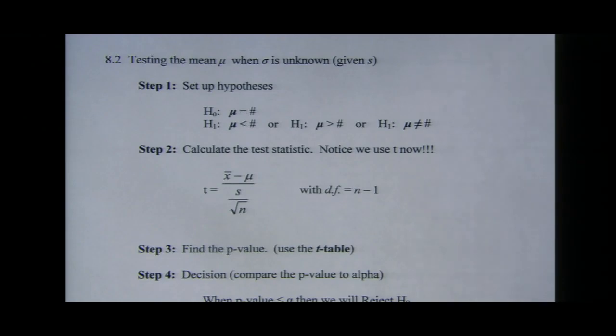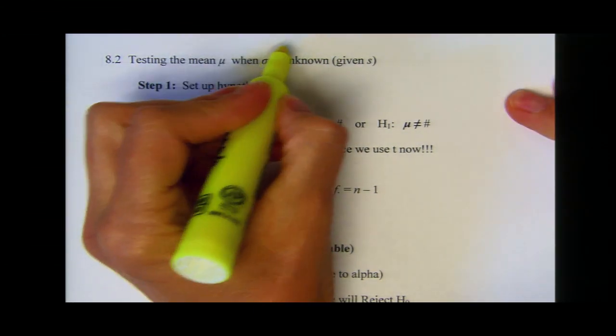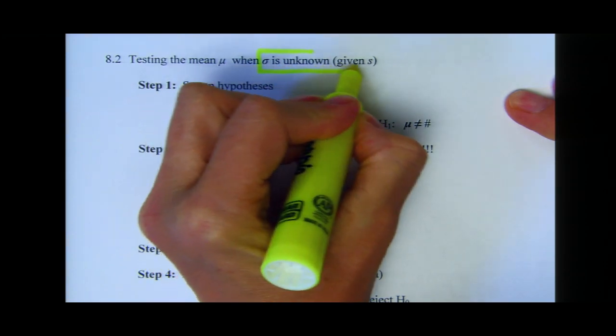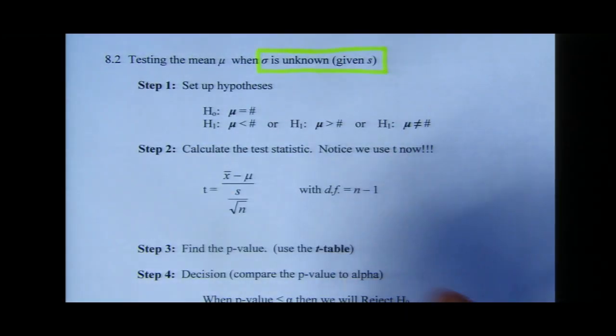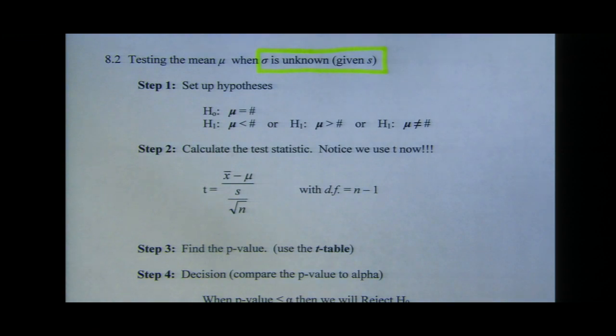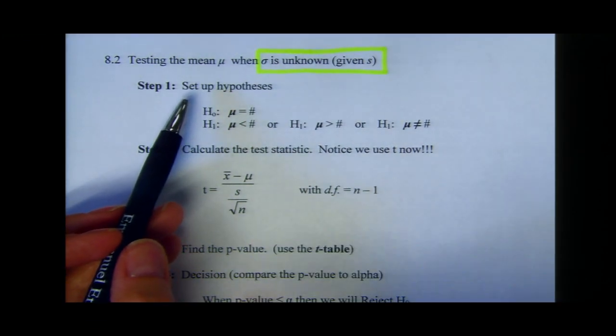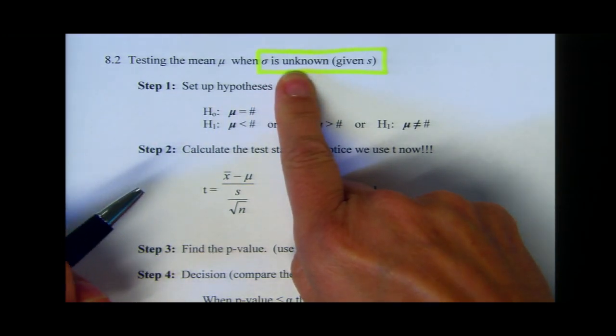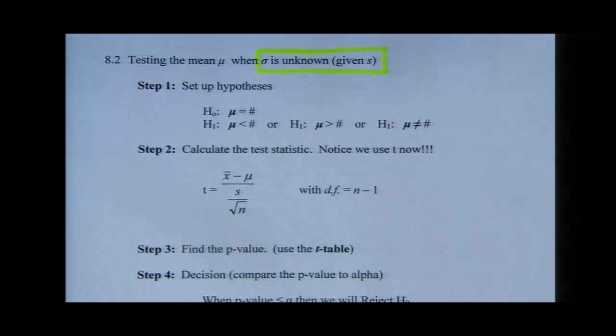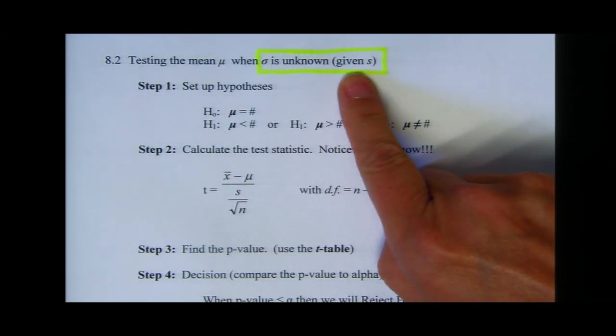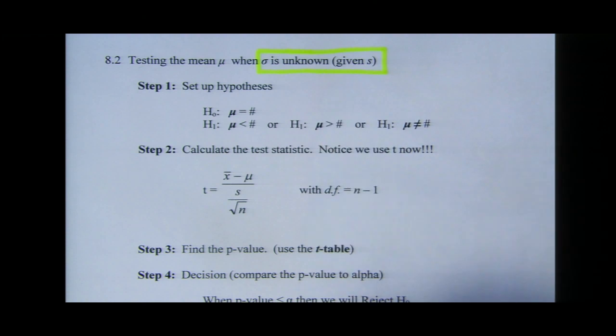Okay, in chapter 8.2, we will continue with the testing of the mean, but now it is important to realize that sigma is unknown. And if you recall, when sigma was known, our test statistic was a z-value. When sigma is unknown, we will now have to use the student's t-distribution table instead of the z-table. So that's what's very important to remember. Now, S, which is the sample standard deviation, will be given.